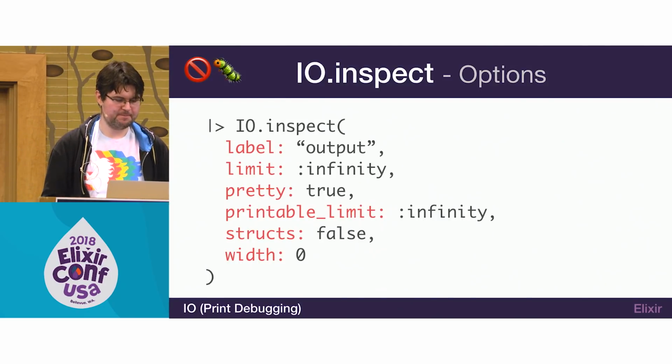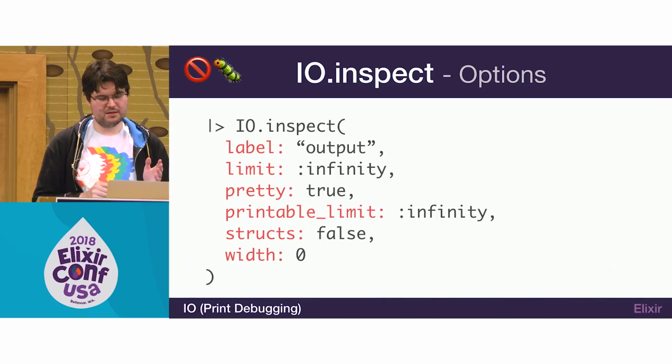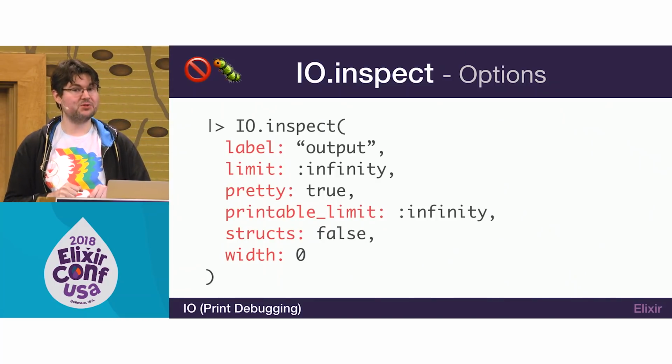Here's all those options put together. All these options are documented in the Inspect.Opts module, not the IO module.